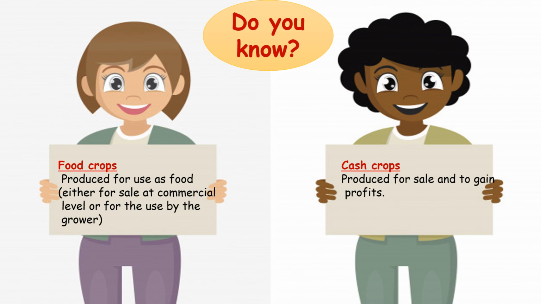Food crops are produced for use as food, either for sale at commercial level or for use by the grower, whereas cash crops are produced for sale and to gain profits. That is the basic difference between food crops and cash crops.